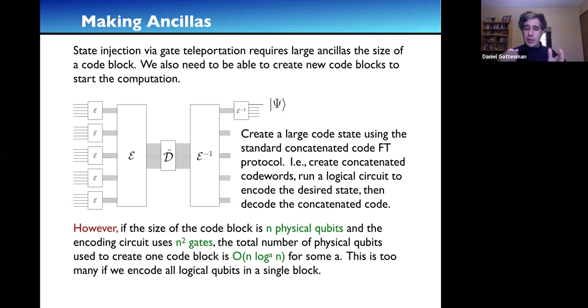So this is a big pain in the neck. The overhead, as I said, is n times polylog n. N now doesn't have to be the number of qubits in your whole quantum computer. It's the number of physical qubits in one code block.